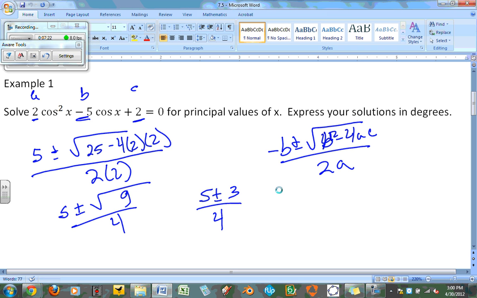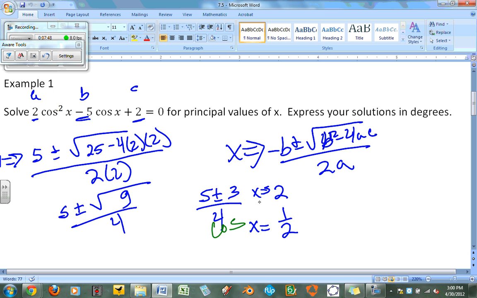5 plus 3 divided by 4 is 2. That'd be 8 divided by 4 is 2. And 5 minus 3 is 2 over 4, which is 1/2. Remember, when you're doing the quadratic formula, it's x equals this. It spits out your answer. So x equals 2 and x equals 1/2. And when we said we were substituting in, this now means that cosine equals 1/2. We know that cosine cannot equal 2, so that one cancels out. So we ask what angle has a cosine ratio of 1/2? 60 degrees. We get the same answer.